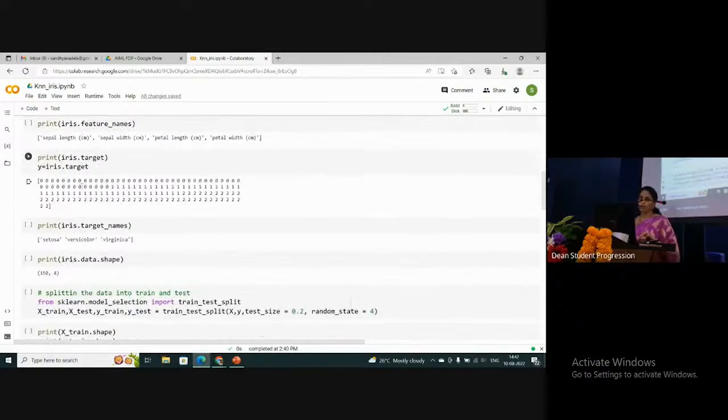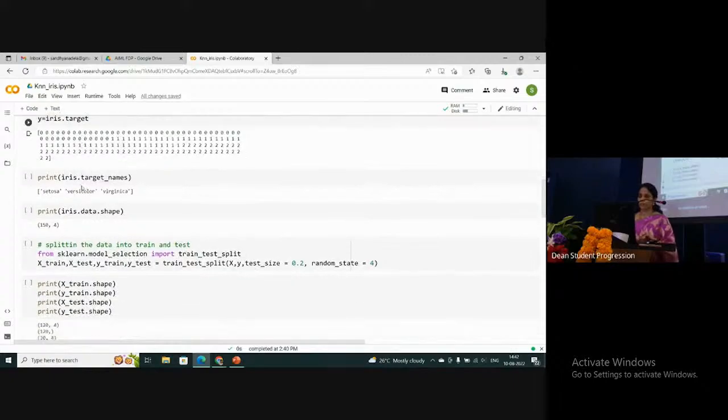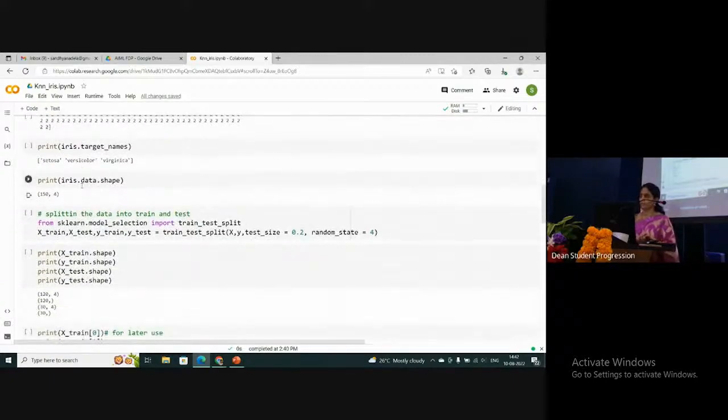And then iris.target. What are the target values that you have? So the target values are 0, 1, and 2. For a few values, it is just printing that. What are the target names? The target names are Setosa, versicolor, and Virginica, where Setosa is designated 0, I mean the label 0, versicolor as 1, and Virginica as 2.